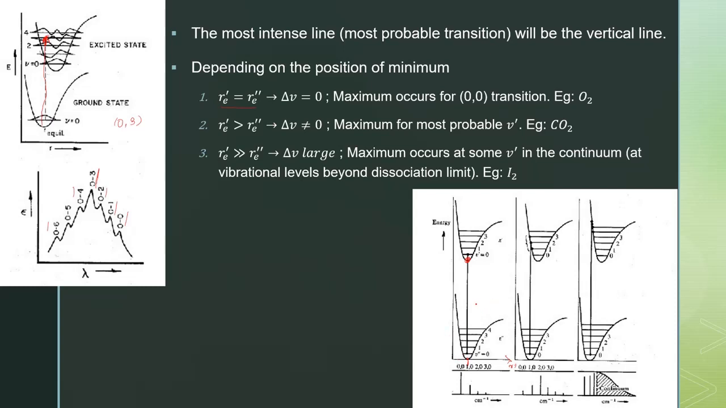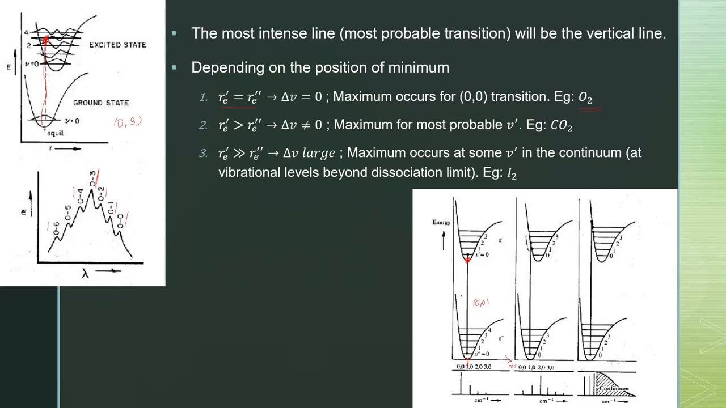In such cases, the most probable transition is the 0,0 transition itself. In that case, we will get a high intense line for the 0,0 transition and a lesser intense line for all other progressions such as 0,2, 0,1, 0,3, etc. And this is the case of the oxygen molecule. When we get the spectrum of the oxygen molecule, we have a maximum at 0,0 and all other lines are subsequently of lower intensity.